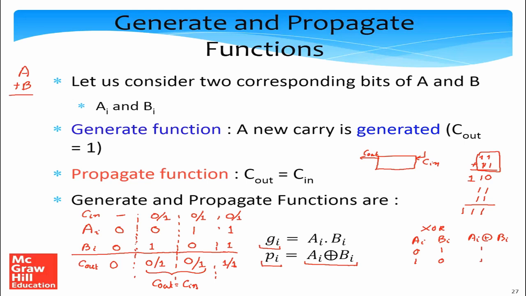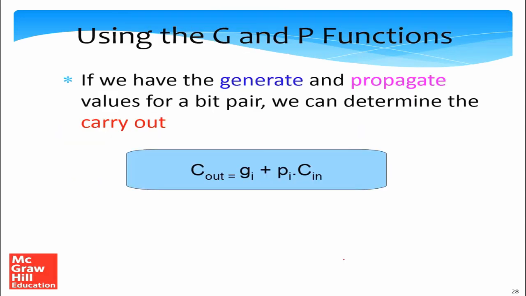So what is the takeaway point from this slide? The takeaway point from this slide is the generate function that we have defined, which is Ai and Bi, means irrespective of the carry in, a carry out is always generated, and Pi, which is propagate i, which means that if this function is true, it means that the carry out, C out, is equal to C in. So keeping these in mind, let's move forward.